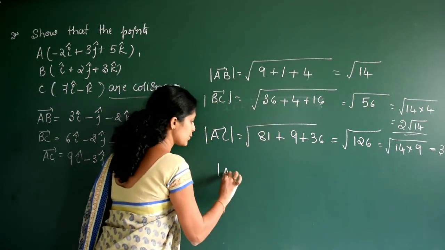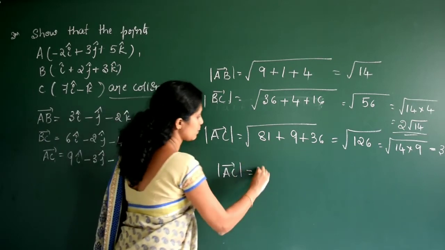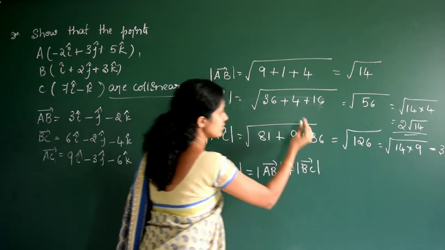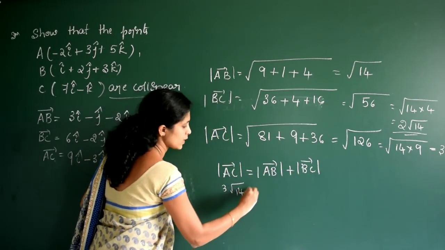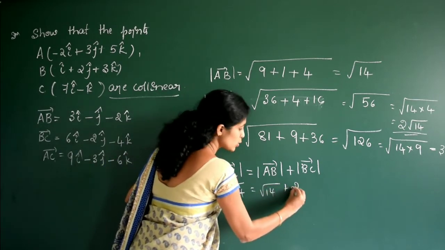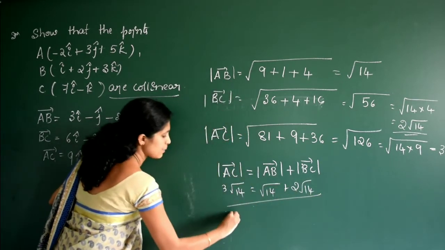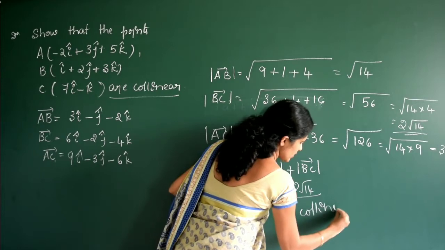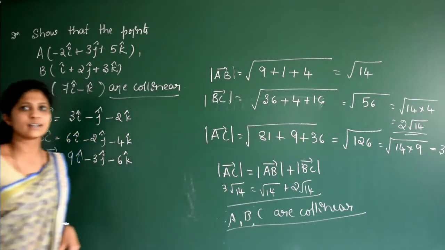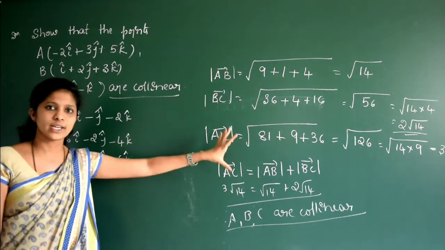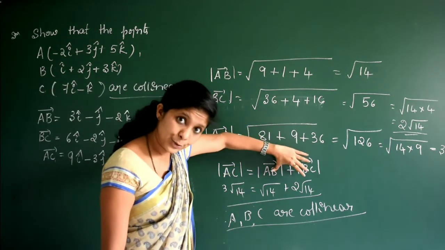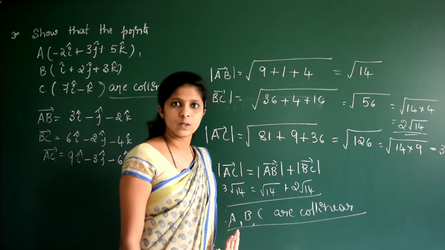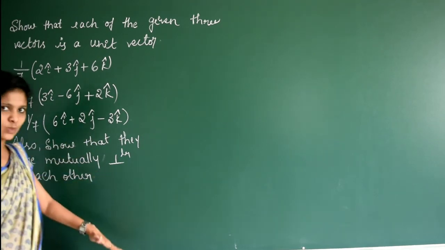So by this we can write magnitude of AC vector is equal to magnitude of AB vector plus magnitude of BC vector, that is 3 root 14 is equal to root 14 plus 2 root 14. Therefore, the 3 points A, B, C are collinear. I hope you understood this important one. Just find the vectors, then find the magnitude of those and check the sum of the two. Sum of the magnitudes of the two vectors should be equal to the magnitude of the other vector. Then we can say that A, B, C are collinear. I will not be solving this. You have to solve. Just let me explain it.